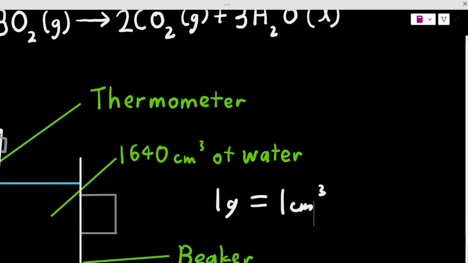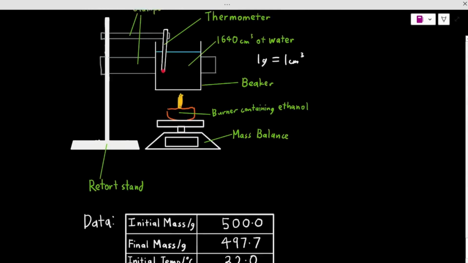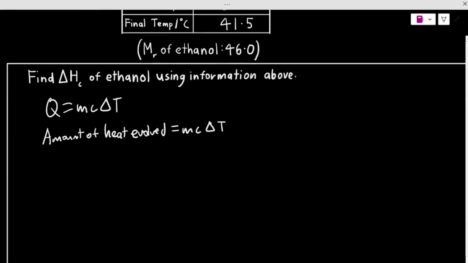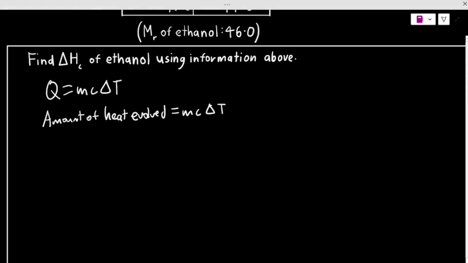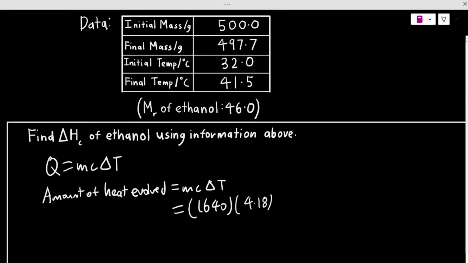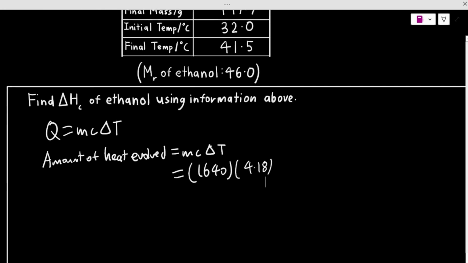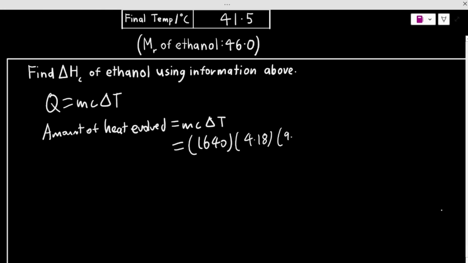So, with that information, what we can do is go over here and say that this is equal to 1640 times c times delta T. Specific heat capacity of water, that is actually going to be 4.18. Delta T, change in temperature, is going to be 41.5 minus 32.0. That is 9.5. So what is this going to give us? This is going to give us 65,124.4 joules.